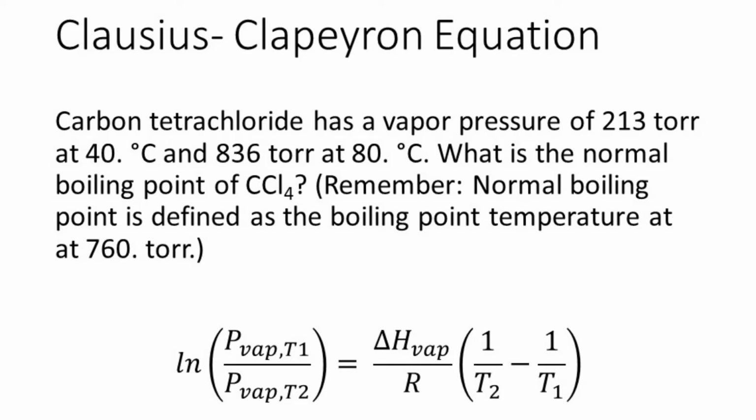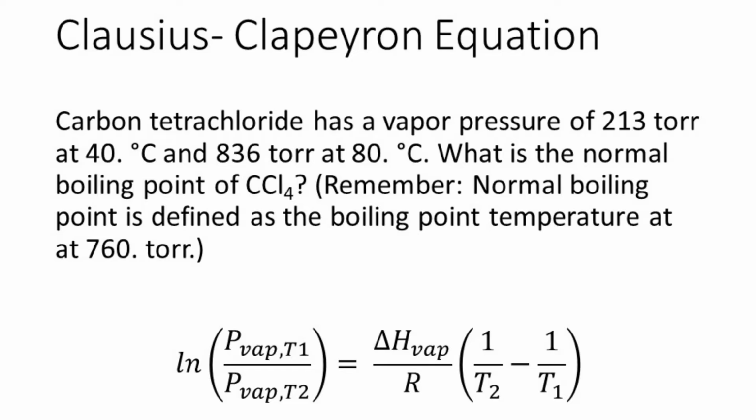This example is one that's going to use the Clausius-Clapeyron equation. Carbon tetrachloride has a vapor pressure of 213 torr at 40 degrees Celsius and 836 torr at 80 degrees Celsius. What is the normal boiling point of carbon tetrachloride? Now this is a two-step problem.